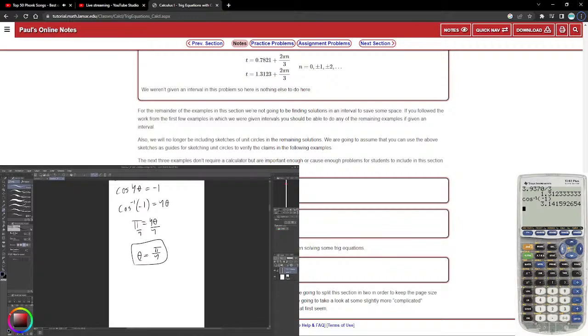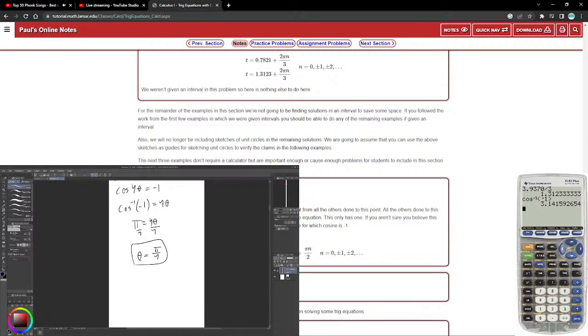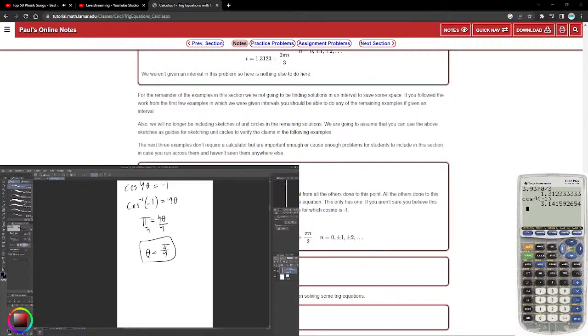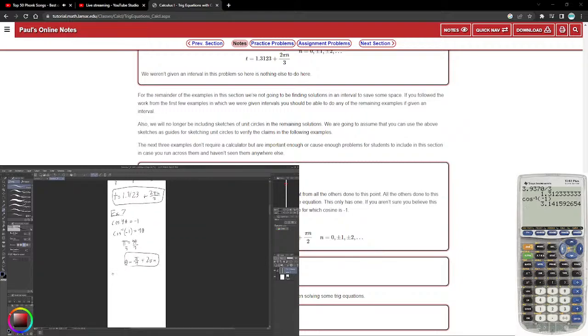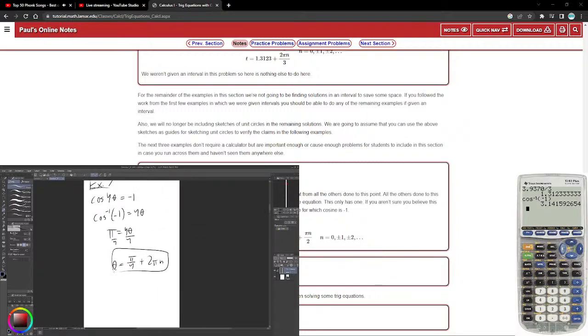No interval, right? There really isn't much to do in this problem. It is, however, different from all the others done to this point. All the others to this point have had 2 angles in the interval 0 to 2 pi that were solutions to the equation. This only has 1. Oh wait, plus 2 pi n, I got it right. This only has 1 though.